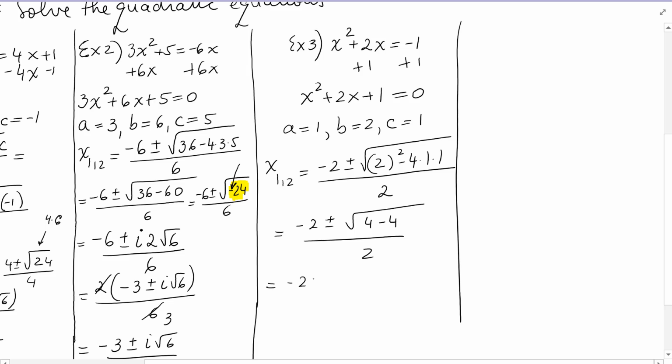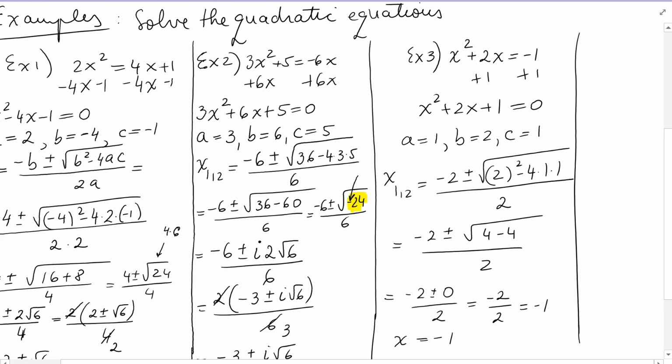So it's negative 2 plus minus, 4 minus 4 is 0, square root of 0 is 0, over 2. So we actually end up with negative 2 over 2, which is negative 1. So in this case, the two solutions are just one solution, which is negative 1.